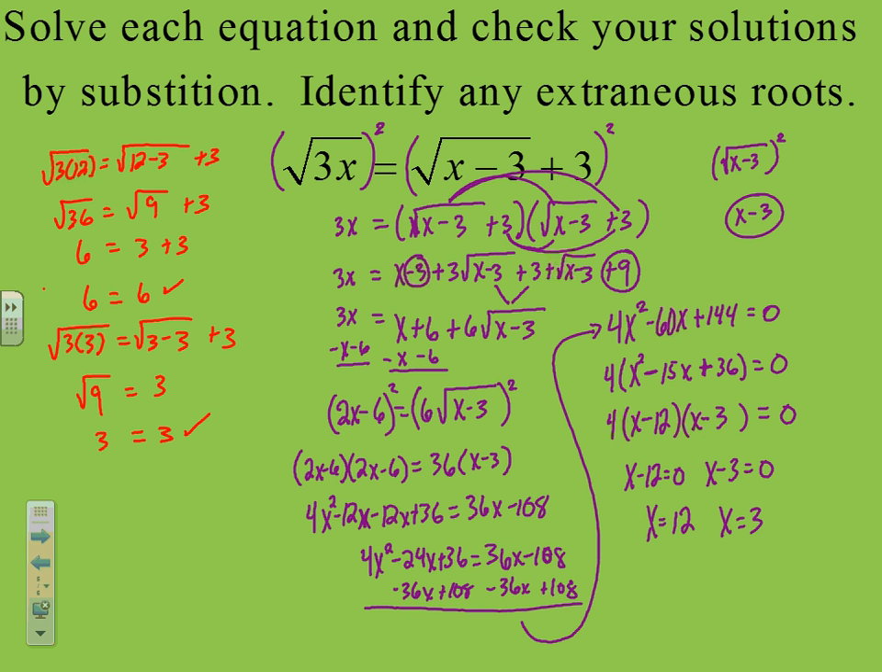Now, when we're checking these, we're only really concerned about the principal values. You notice when I took the square root of 36, I didn't say plus or minus 6. So when I took the square root of 9, I didn't say plus or minus 3. When we're checking these, we're really only concerned about the principal values. Okay, so that's why I didn't do both together.